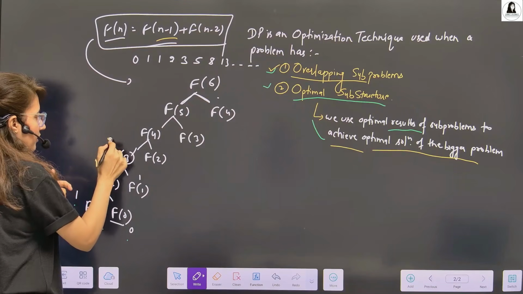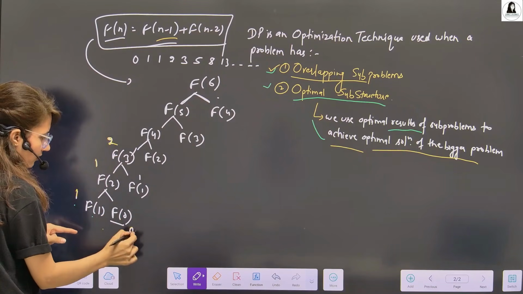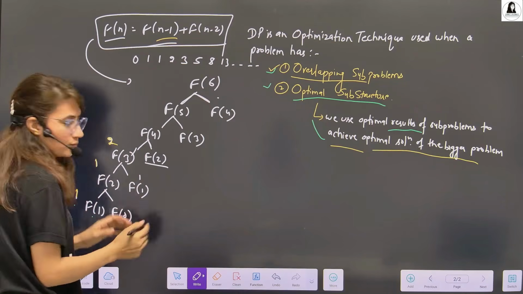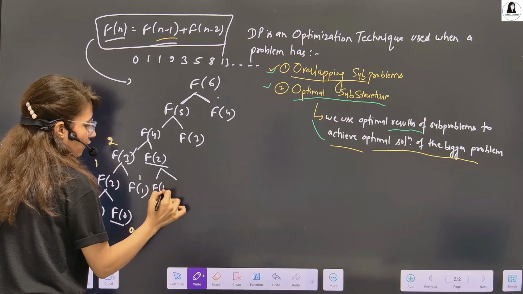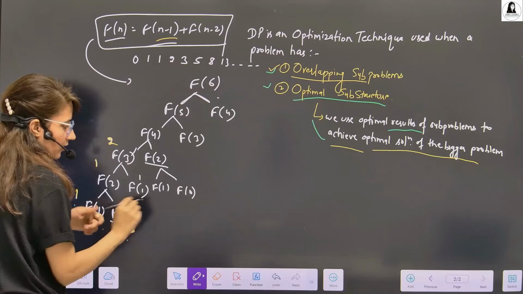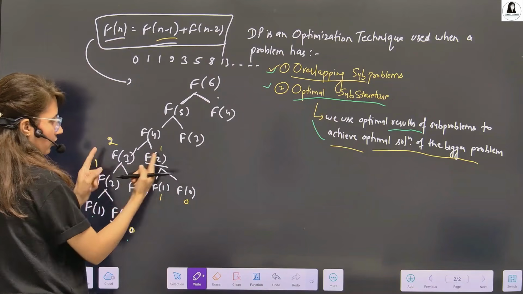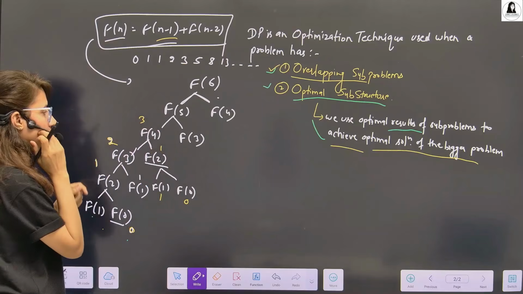Like this, when we reach a dead end, we come back. Now after f of 3, in the right direction, f of 2 will be expanded. F of 1 and f of 0: this gives me 1, this gives me 0. So 1 plus 0 is equal to 1. So it gives me 1, and 2 plus 1 is 3. So it gives me 3.